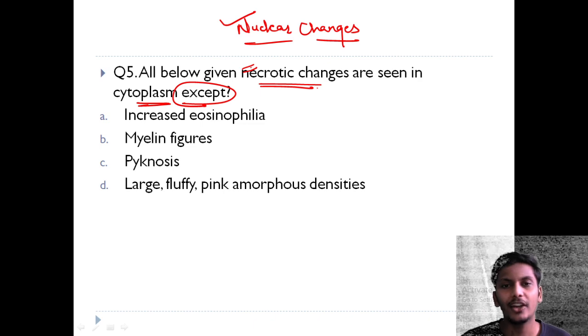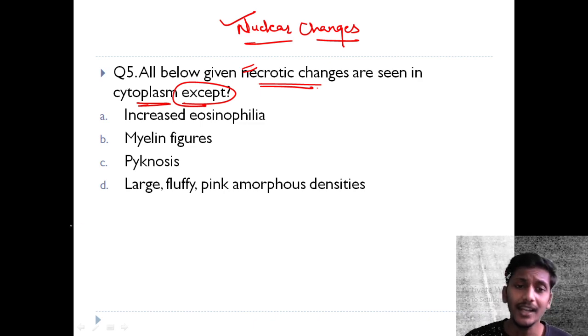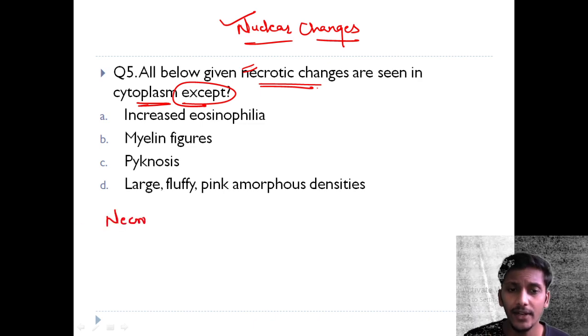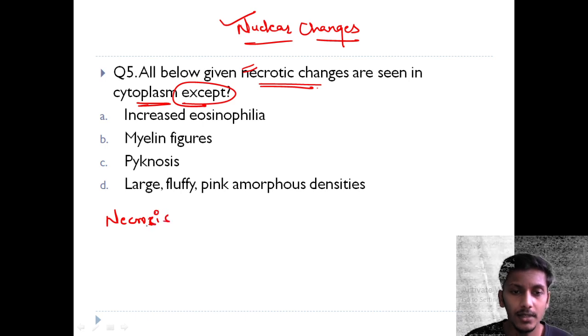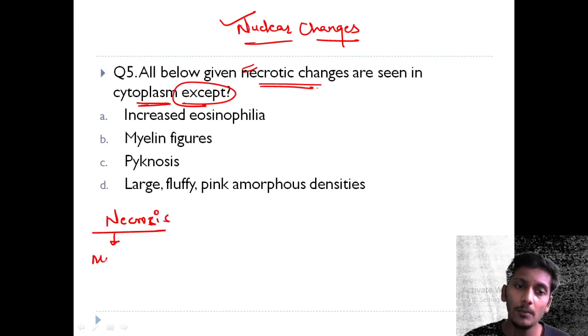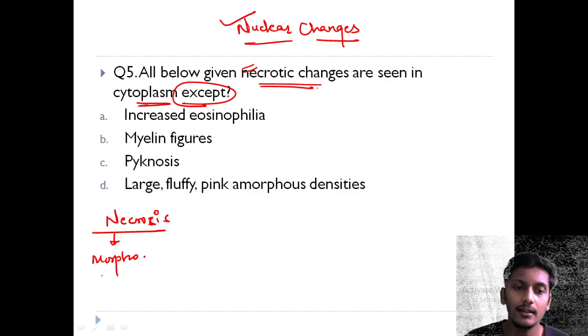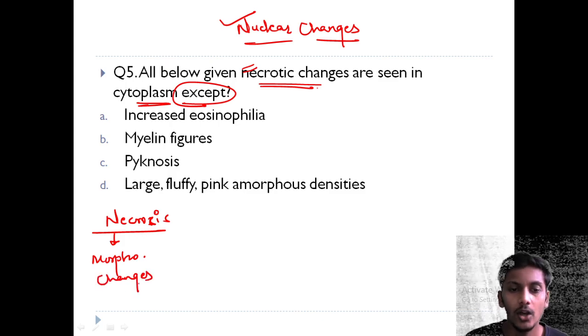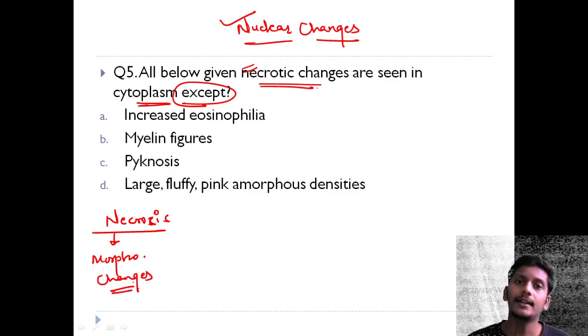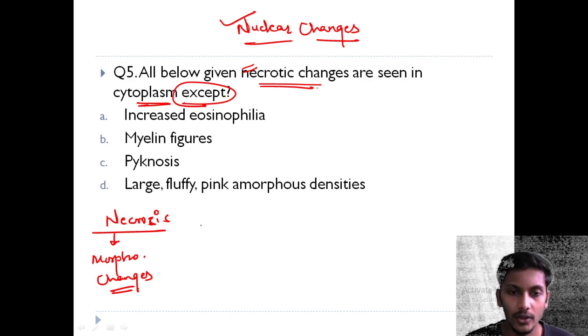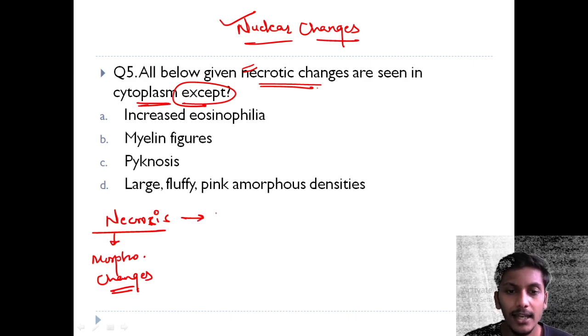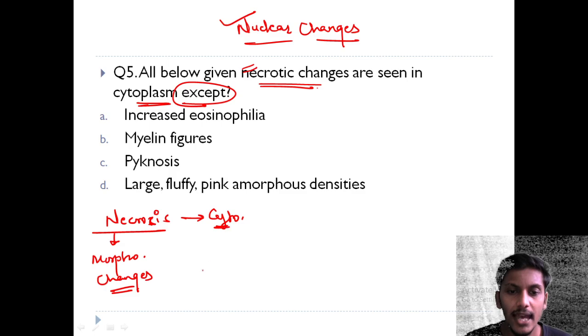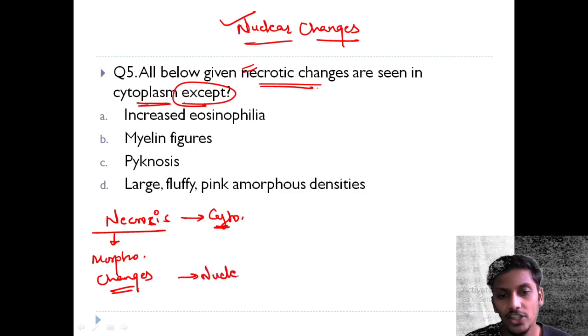So what do we mean by necrosis? Necrosis is a mechanism of cell death, right? But in pathological terms, necrosis usually means all the morphological changes that occur in a cell after cell death. All the morphological changes that occur in a cell after cell death are termed necrosis. So in necrosis there can be some cytoplasmic changes and some nuclear changes, right?